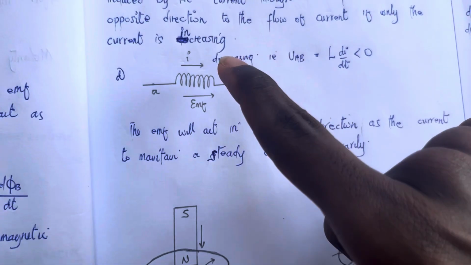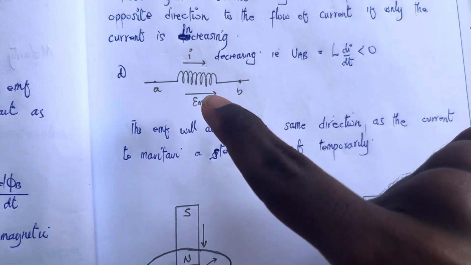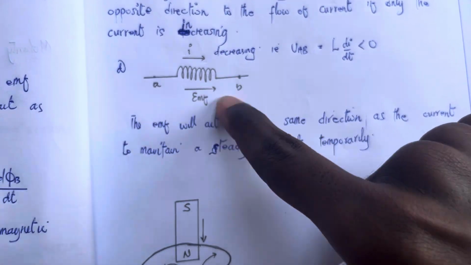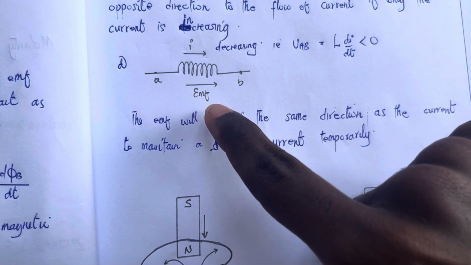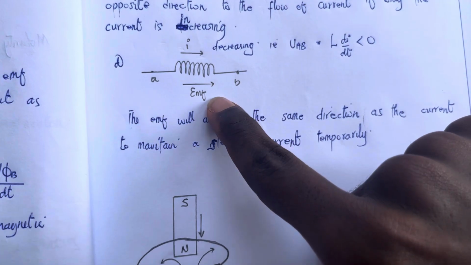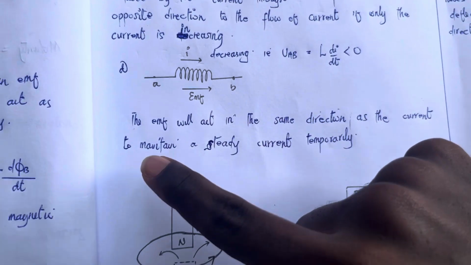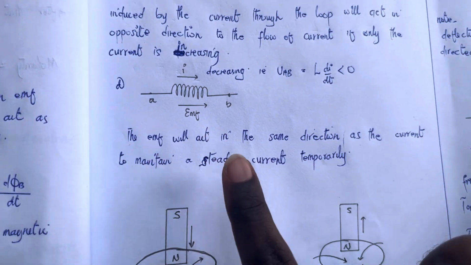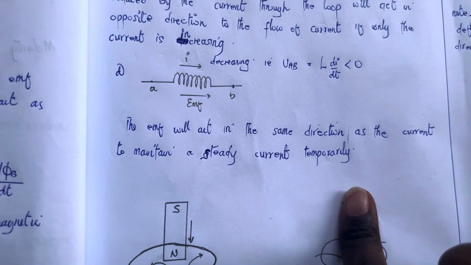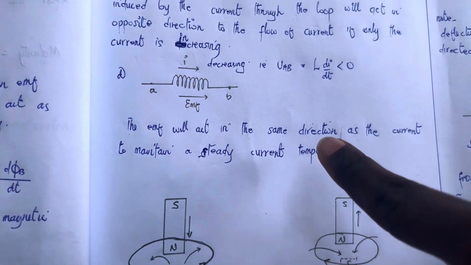Okay, the first one was increasing and the EMF was opposite. This one, the current will be moving in the same direction with the EMF because it is decreasing. So that's the fact that you should know. So here the EMF will act in the same direction as the current to maintain a steady current temporarily.